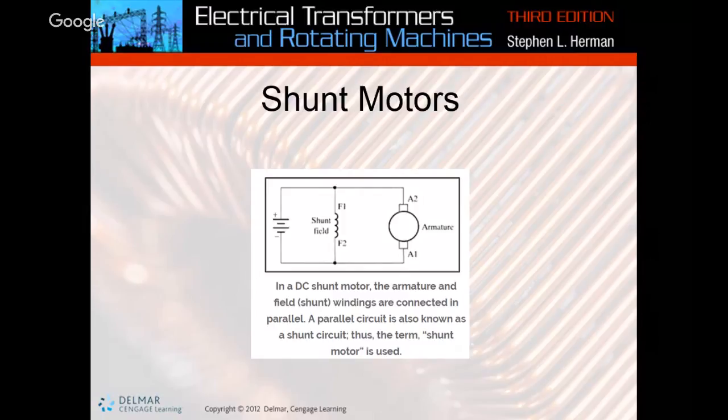So let's see. Because the armature windings and field windings of a DC shunt motor are connected in parallel, the current in the shunt motor is split into two parts, current through the armature and current through the field windings, and the total current is the sum of the two parts. Okay, so the total current equals the total field current plus the armature current. All right.